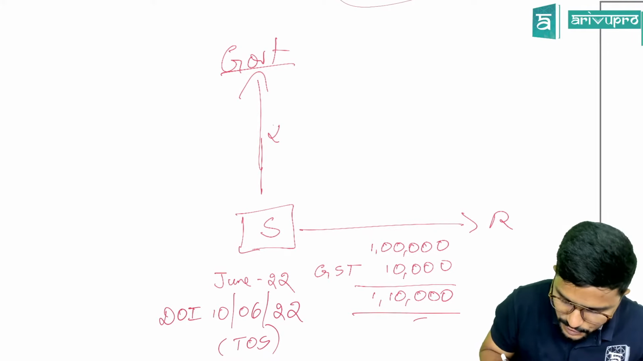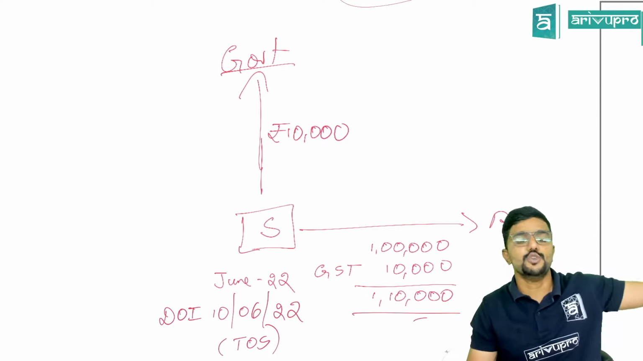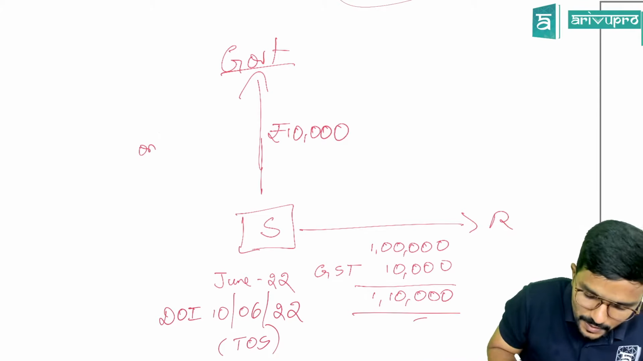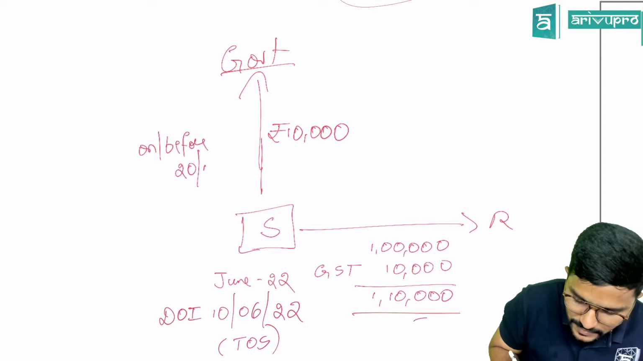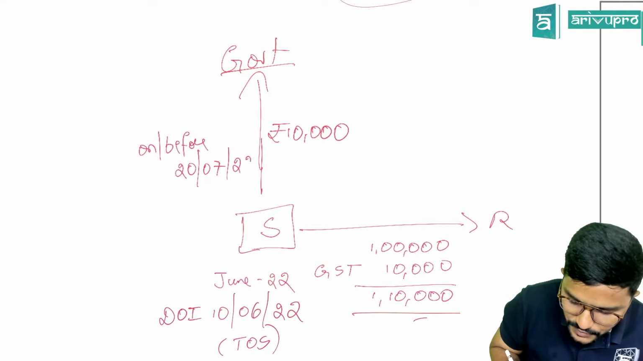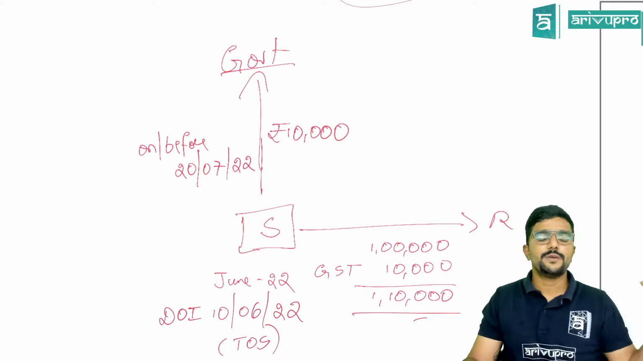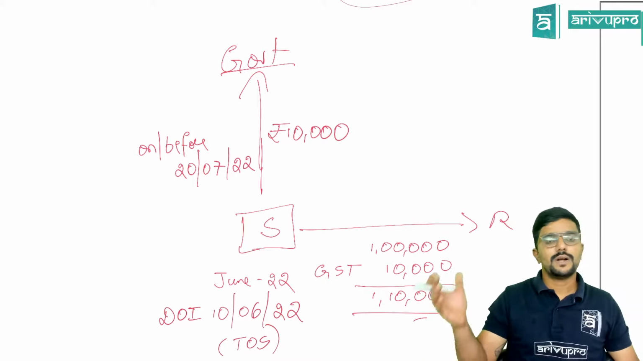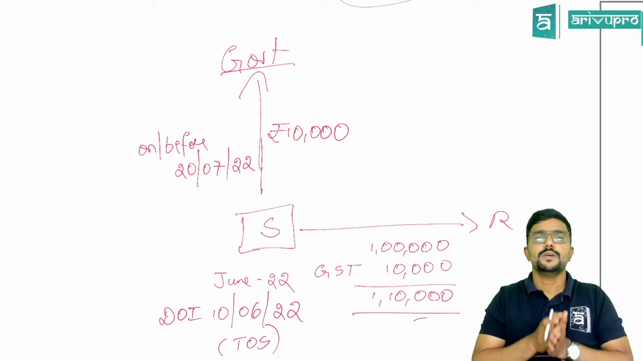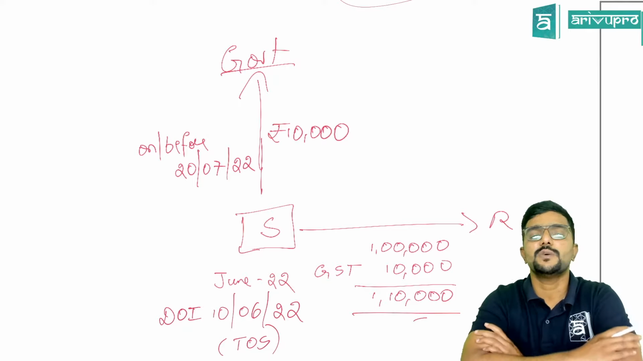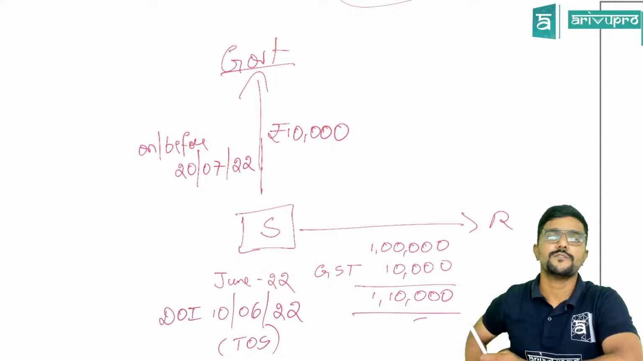Even though the supplier has not received the amount from the recipient, still he has to deposit whatever tax on the supplies he has made in June on or before 20th July. The recipient has not paid the supplier, but whatever supplies the supplier has made in the month of June, the time of supply is in June, so he has to pay the tax by 20th of July. Even though he has not collected it from the recipient, he has to pay out of his pocket.